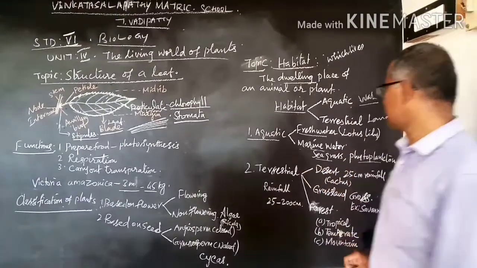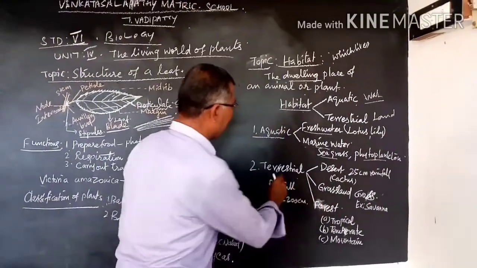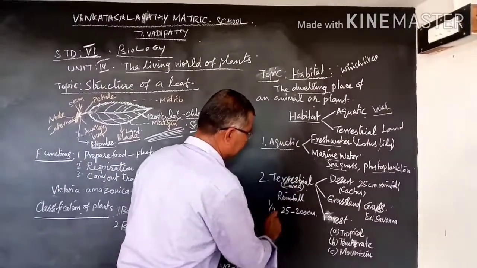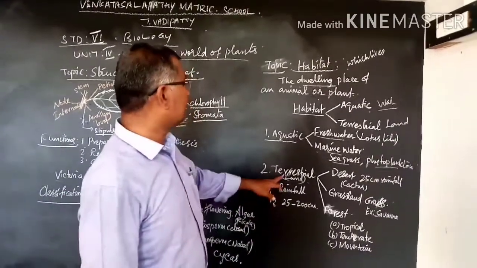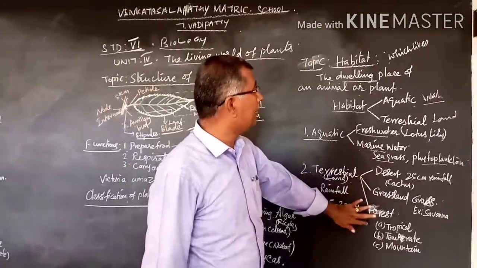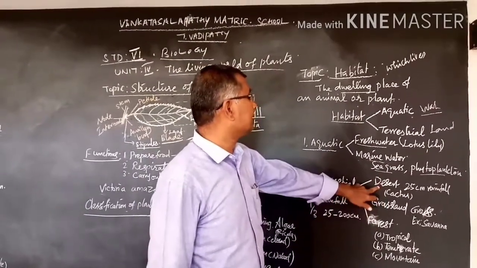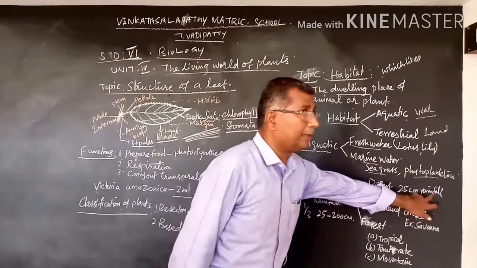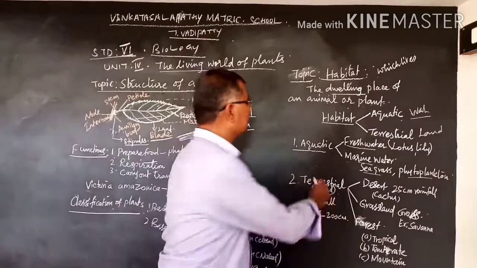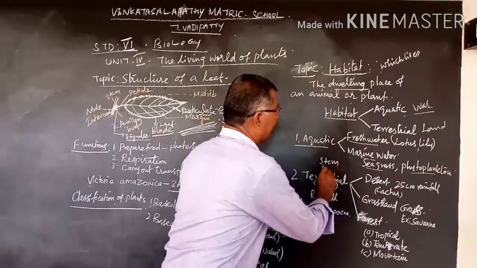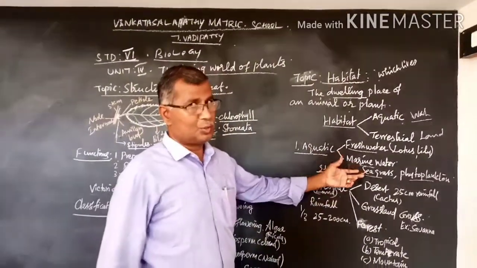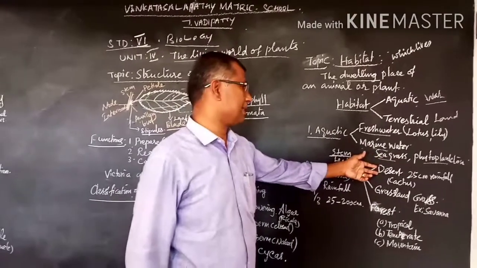Then terrestrial. Terrestrial means living on land. One third is nothing but land. The terrestrial habitat is classified as desert, grassland and forest. The desert has 25 centimeter rainfall. The plants living in the desert have stems and leaves which store water. The leaves are modified into spines to avoid transpiration.